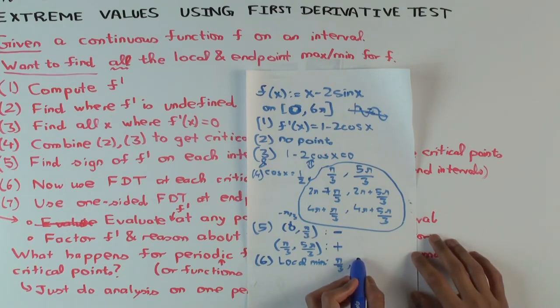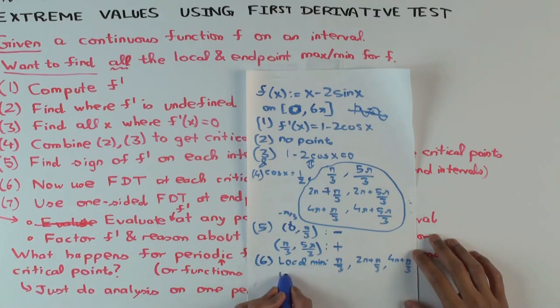2 pi plus pi over 3. 4 pi plus pi over 3. And local max? 5 pi over 3. And? 2 pi plus 5 pi over 3. 4 pi plus 5 pi over 3. Okay, now we have to figure out the endpoints.